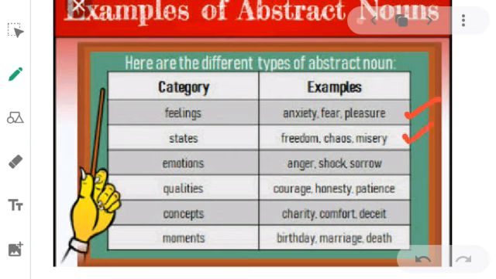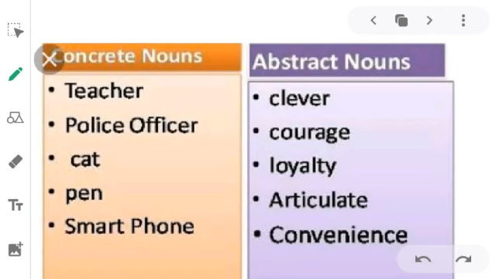State, any state, like freedom. We can only feel freedom, we cannot touch it. Emotions and qualities: we can only feel that a person is honest or not through that person's acts, but we cannot touch the quality of that person. We cannot touch honesty, we cannot touch patience, but we can only feel these qualities. Concepts and movements: we can only feel them, but we cannot touch them.